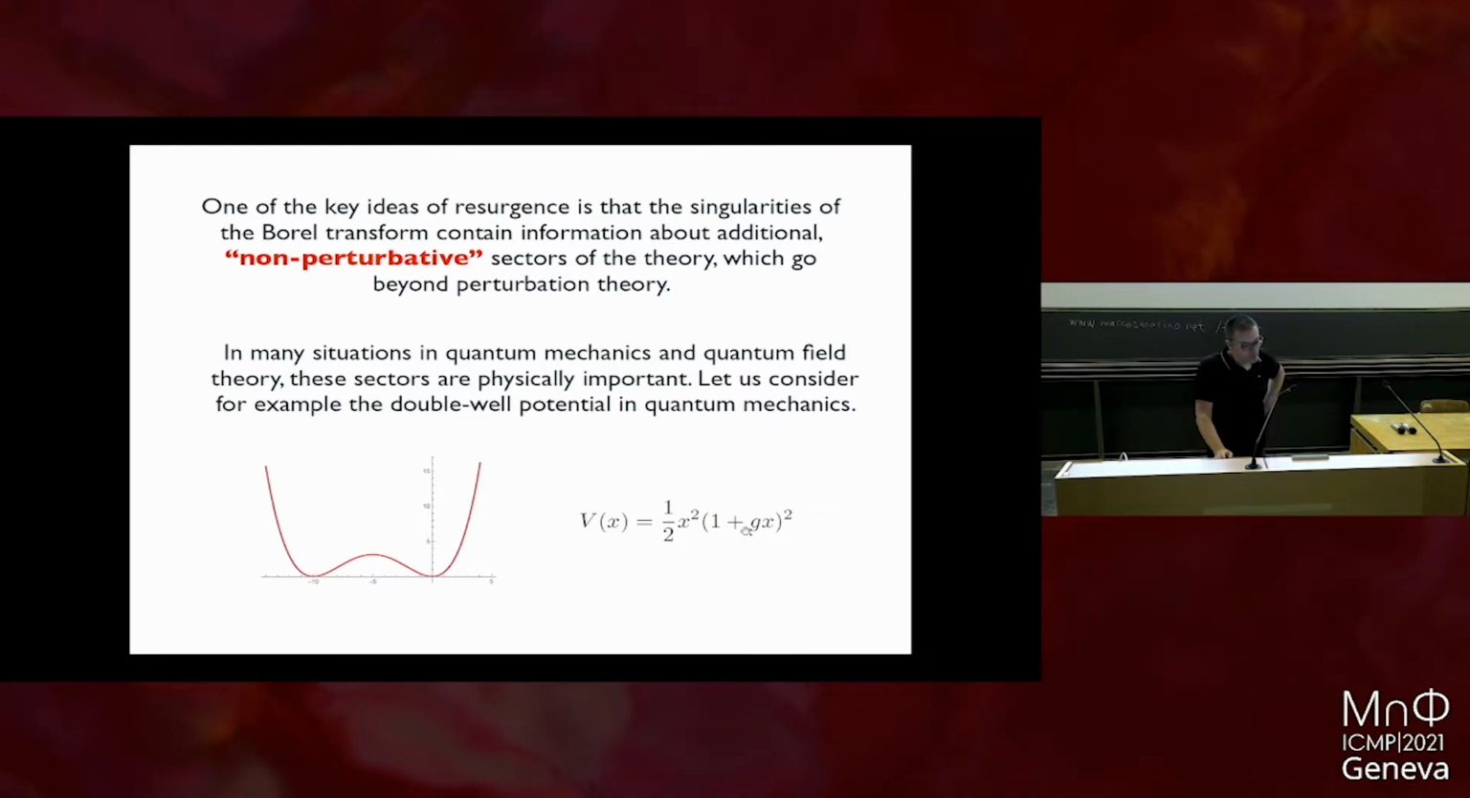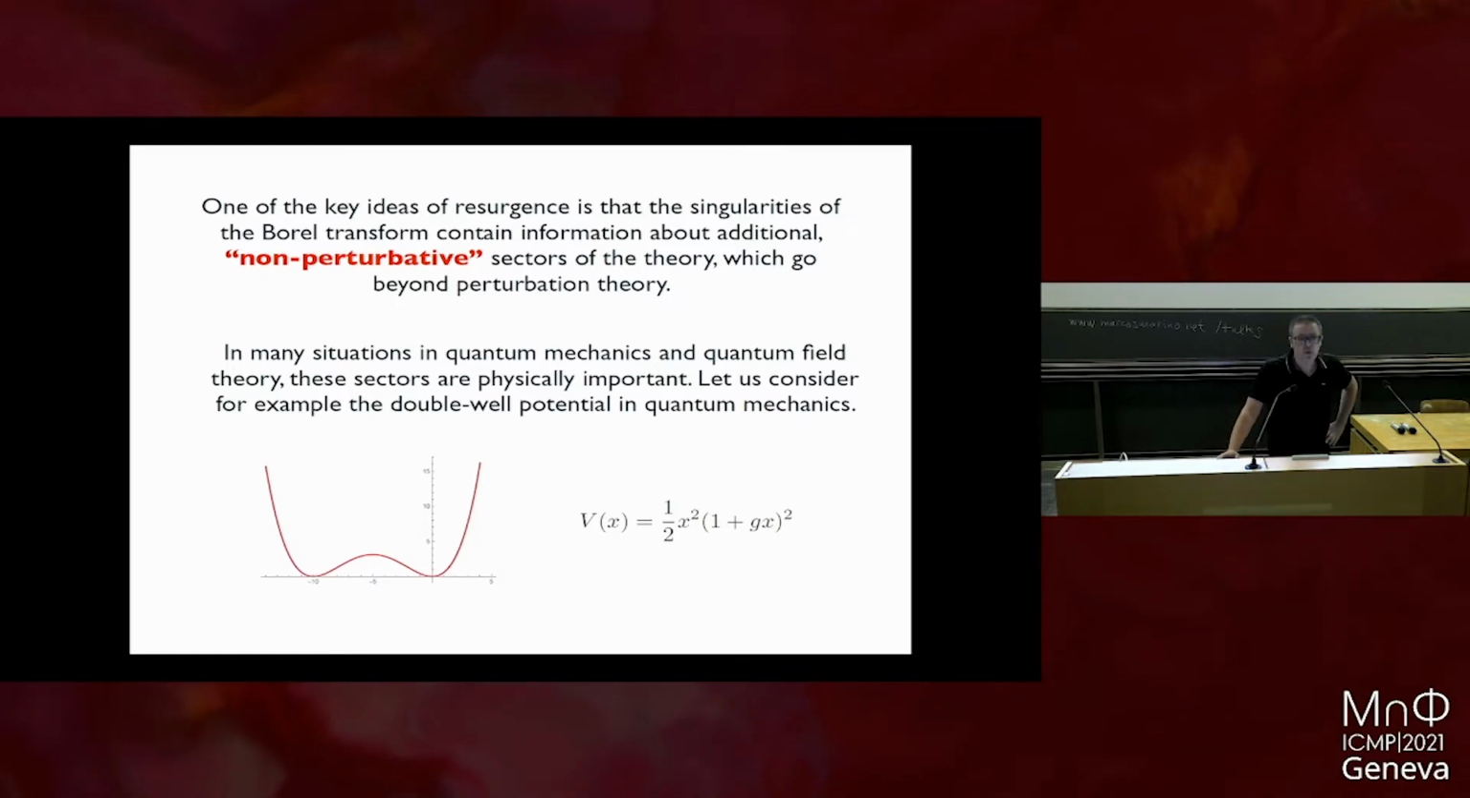So the double well potential, you can write it in this way. I wrote it in this way because you can see that when g is equal to 0, you get a harmonic oscillator problem. And when g is different from 0, you get this potential which has two minima, which are degenerate. They have the same value of the potential energy. And this is a problem that appears often in quantum mechanics and in quantum field theory. I'm going to consider it here in the framework of quantum mechanics.